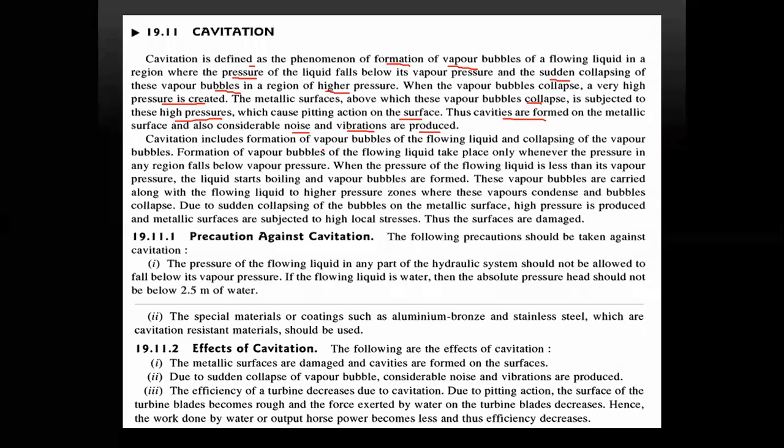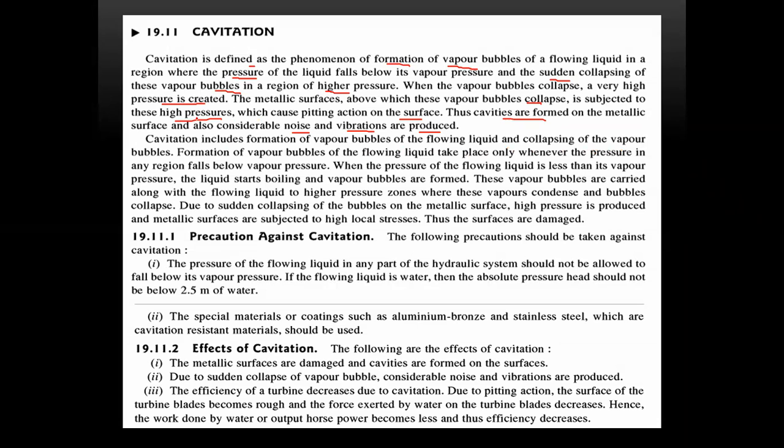The cavitation includes the formation of vapor bubbles in the flowing liquid and the collapsing of vapor bubbles. The formation of vapor bubbles in the flowing liquid takes place only whenever the pressure in the region falls below the vapor pressure, right? Due to the sudden collapsing of the bubbles on the metal surface, the metal is subject to high local stresses, thus the surface gets damaged.